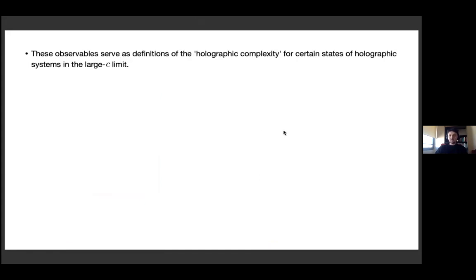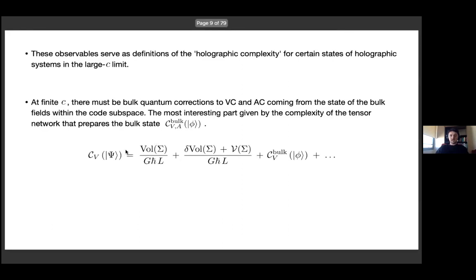Okay, so these observables serve as definitions of the holographic complexity of the state for certain states in holographic systems in the large c limit. So for finite central charge or finite entropy, there must be also bulk quantum corrections to these quantities, coming from the fact that now the state of the bulk fields can backreact on the geometry, and also it's a proper quantum state. So in particular, there will be a contribution at this order coming from the complexity in preparing the bulk state. So we expect that for volume, the leading corrections are of this kind.